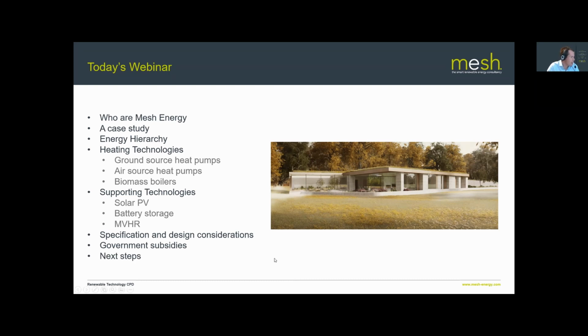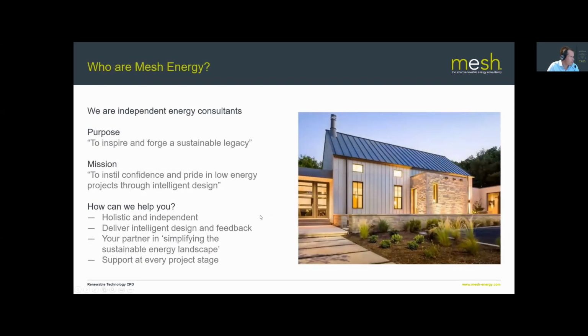And finally, we'll look at some of the next steps and how you may work with Mesh Energy or with a similar consultancy to turn aspirations into realities and work on that. So let's start with the beginning.